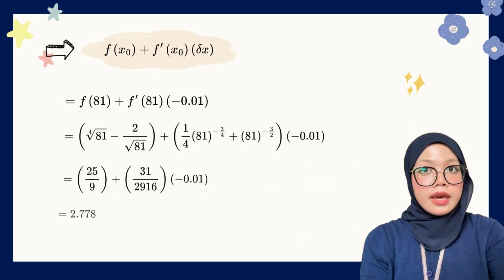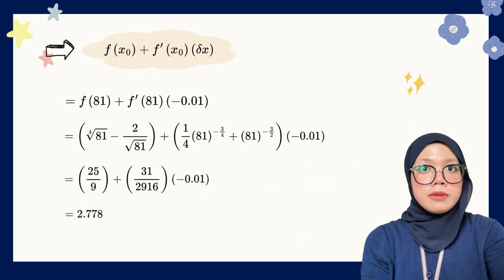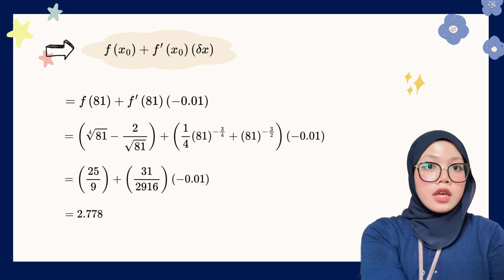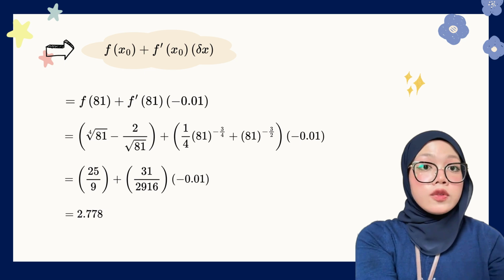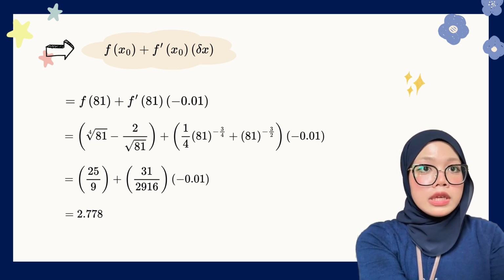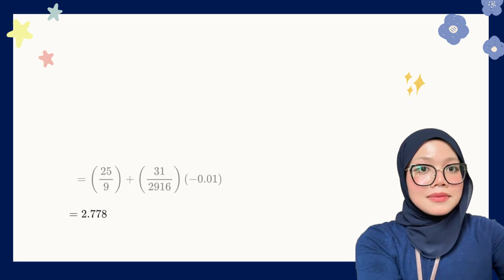For the last step, we need to use the linear approximation formula, which is f(x naught) plus f prime(x naught) multiplied by delta x. So we calculate all that using the formula, and the final answer we get is 2.778.